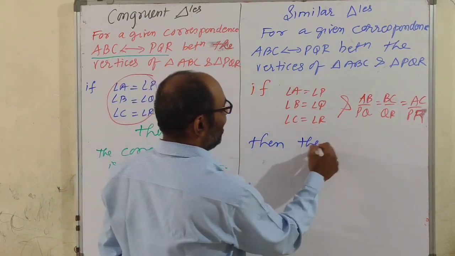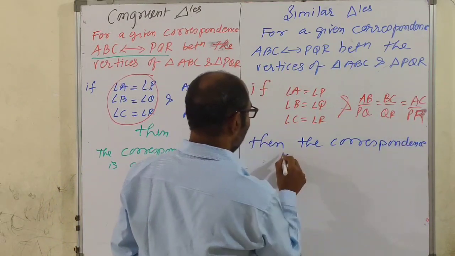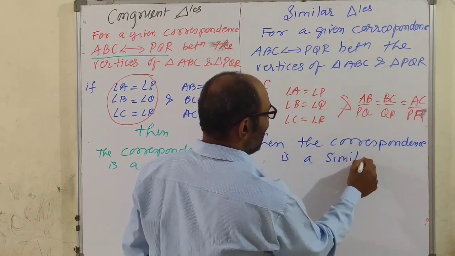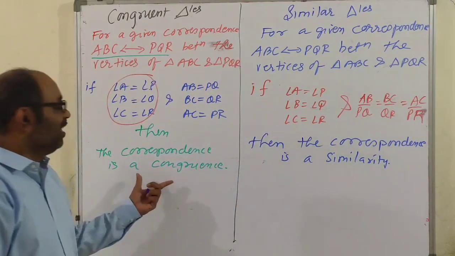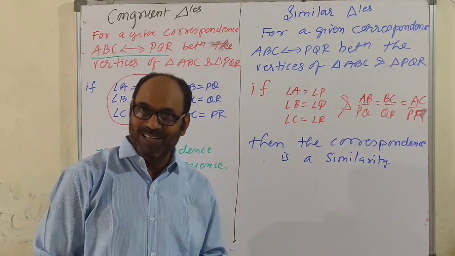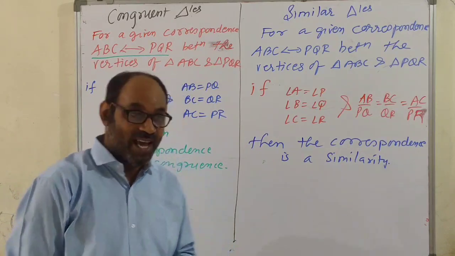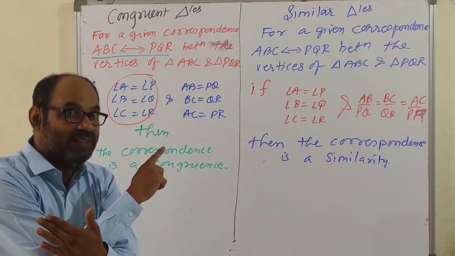Then the correspondence is a similarity. In this case, the two triangles are similar. In the earlier case, the two triangles are congruent. I hope you have understood it. Sure? Okay. Now, I am going to talk about the converse statement of this.